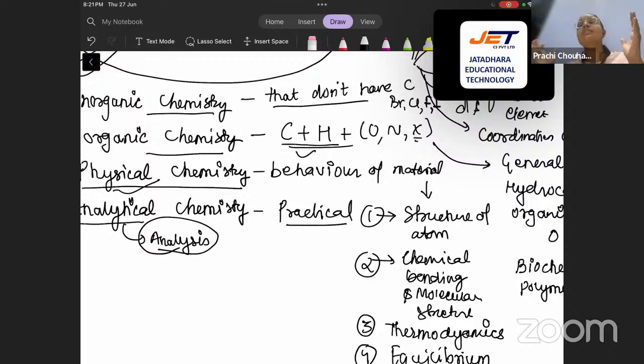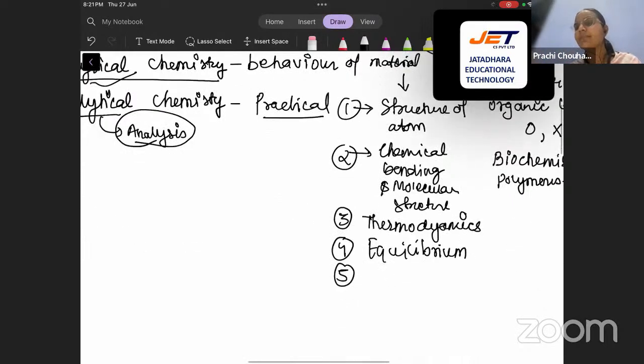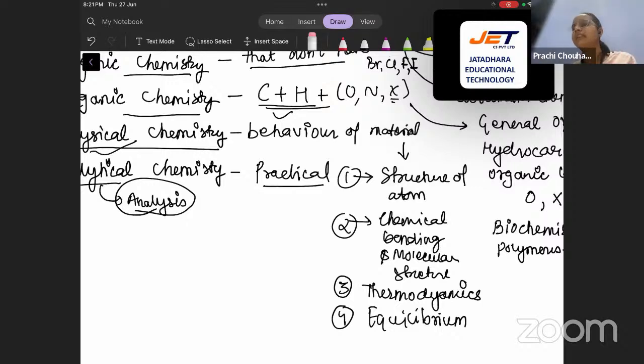So all those things we will be learning in physical chemistry, like how fast or slow the reaction is, what the thermodynamics of the reaction is, that is whether heat is evolved or absorbed, or how the system is changing with the change in temperature. These are the chapters that we will be learning in physical chemistry, and many more.